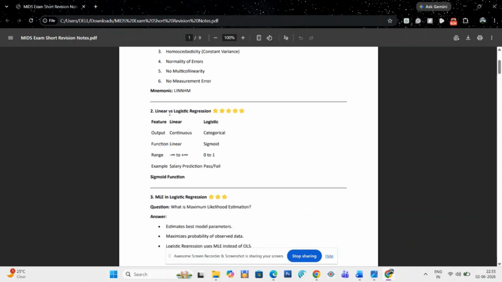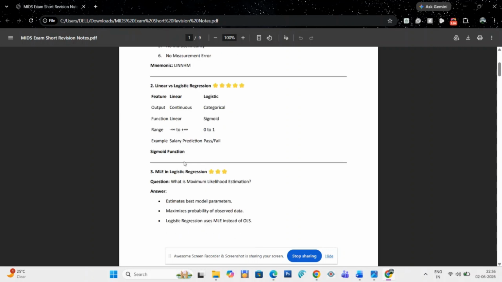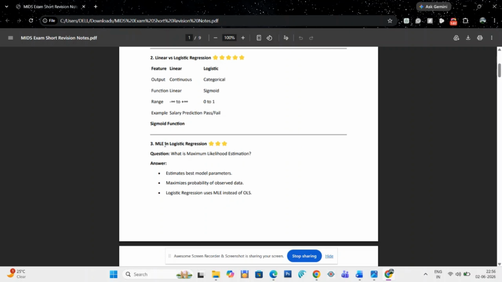Second is linear versus logistic regression difference. These are the features in linear and logistic. The output of linear regression is continuous and the output of logistic regression is categorical. The function of linear regression is linear and the function of logistic regression is sigmoid. The range of linear regression is minus infinity to plus infinity, and the range of logistic regression is 0 to 1. The example of linear regression is salary prediction, and the example of logistic regression is pass or fail, and also the sigmoid function.